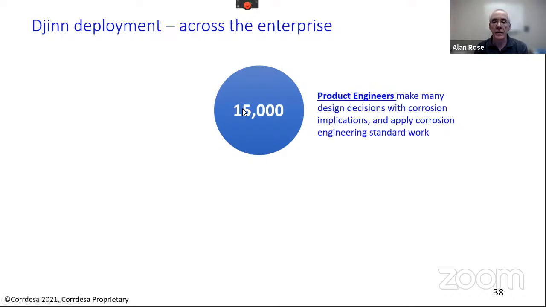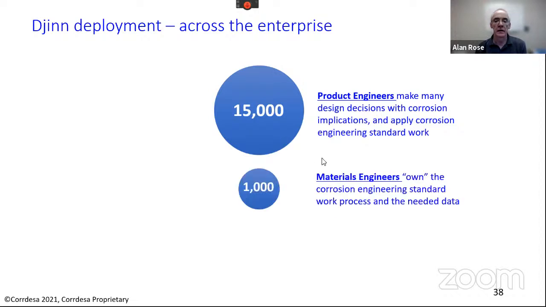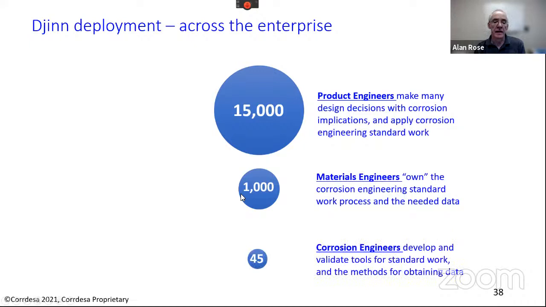So say you have 15,000 product engineers, and the fact is that these engineers make day-to-day decisions that impact the design and impact the corrosion, even though they may not be materials experts. When it comes to materials, you have a fraction of that, people that actually have materials expertise. And then out of that 1,000, we got like 45 corrosion engineers. These guys are very, very busy when it comes to materials.